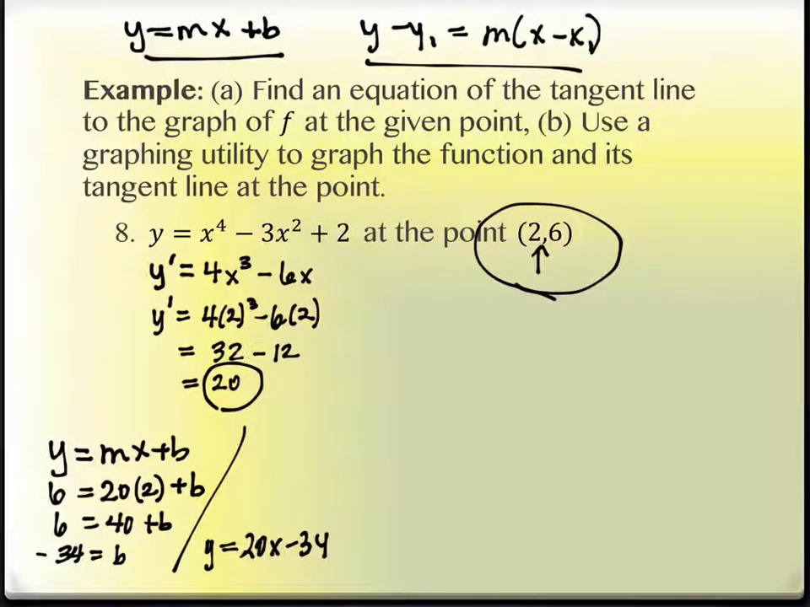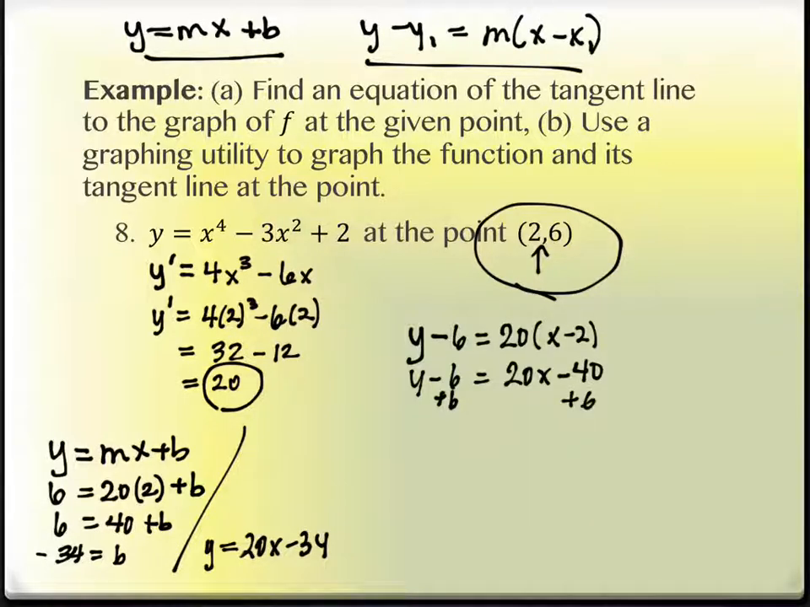All right. If you want to use the point slope form of a line, that's fine too. You would do y minus the y1 value, which is 6, equals 20 times x minus the x1 value, which is 2. And we would have y minus 6 equals 20x minus 40. And if I add my 6, then of course y equals, again, 20x minus 34. Okay, so either way, we get the same line. You don't have to show it twice. I'm just reminding you of two options.